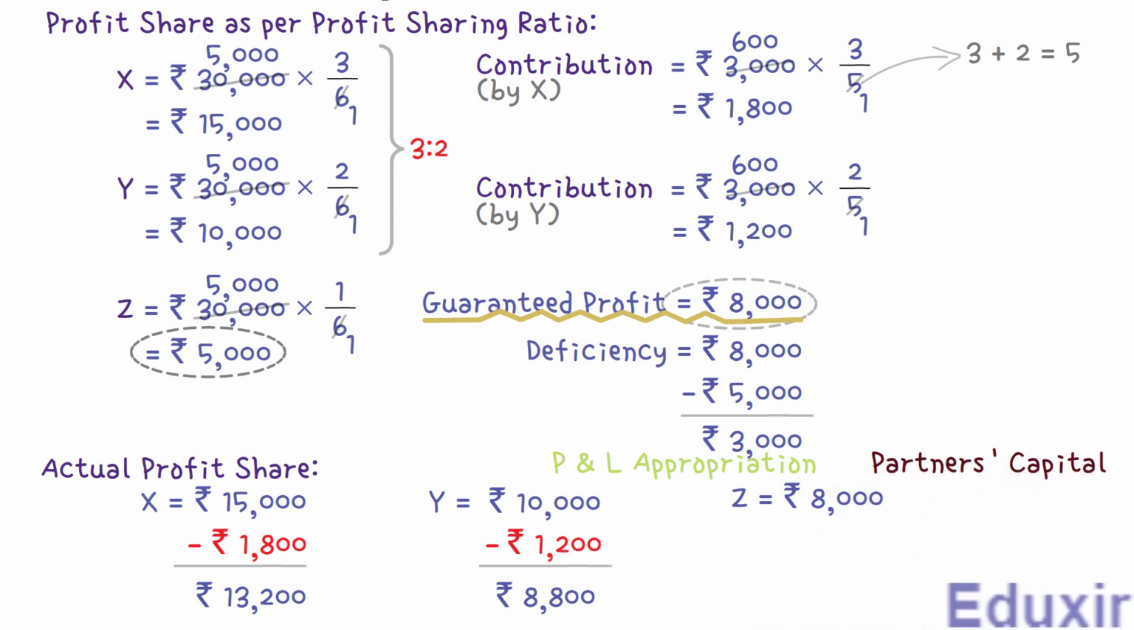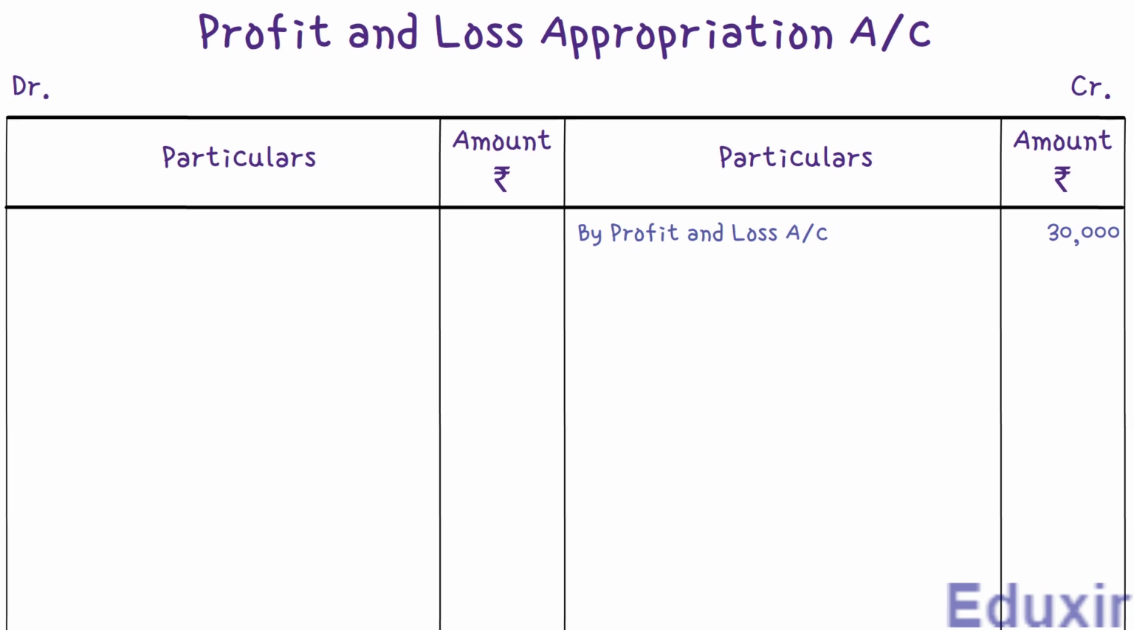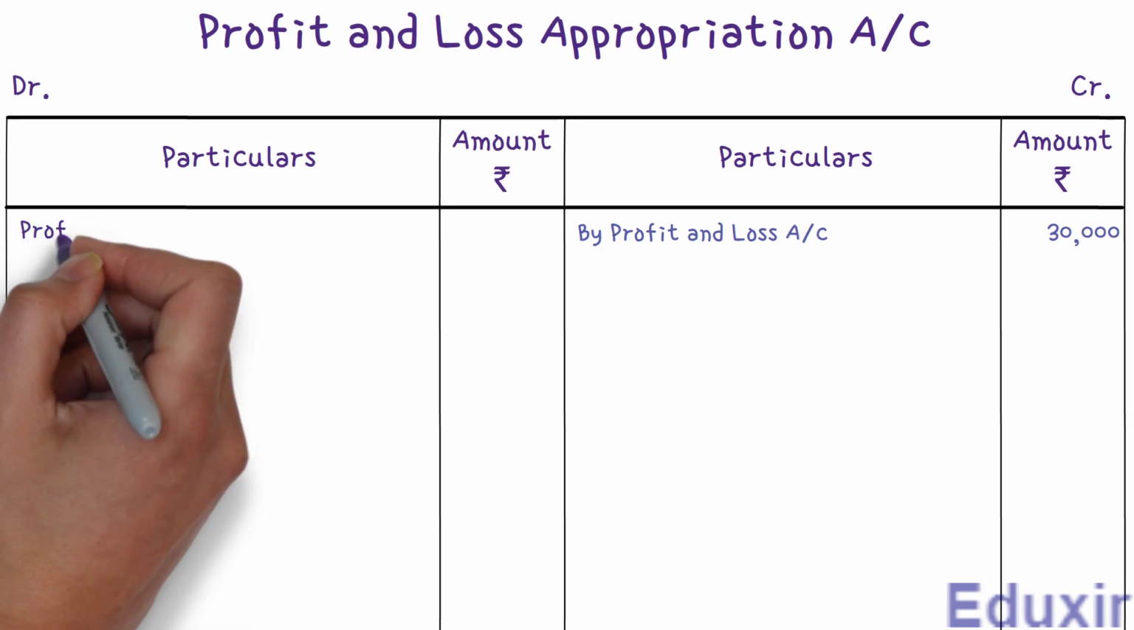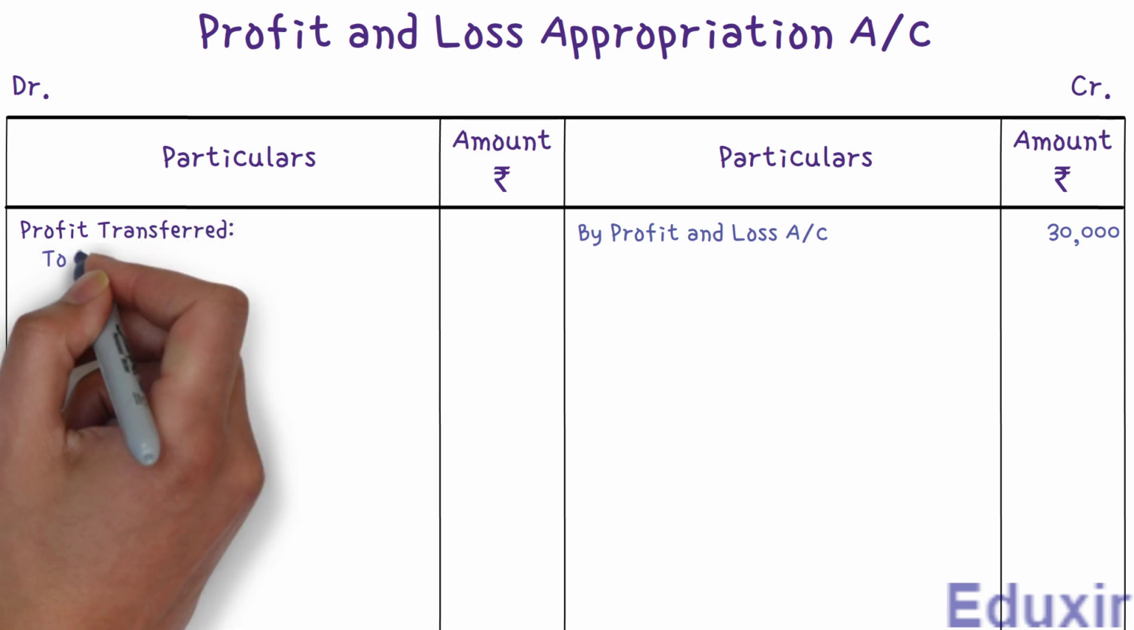Now the preparation of the partner's capital account is not in the scope of this problem. So let's leave out the partner's capital account related entries and let's directly post the profit and loss appropriation account related entries into the profit and loss appropriation account. Let's first write the subheader profit transfer in the particulars column on the debit side. Let's then write to X capital account.